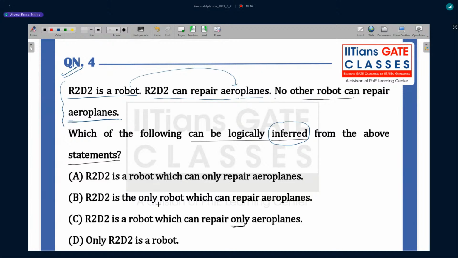I believe Syam is trying to answer. Syam is saying option A, right? Okay.